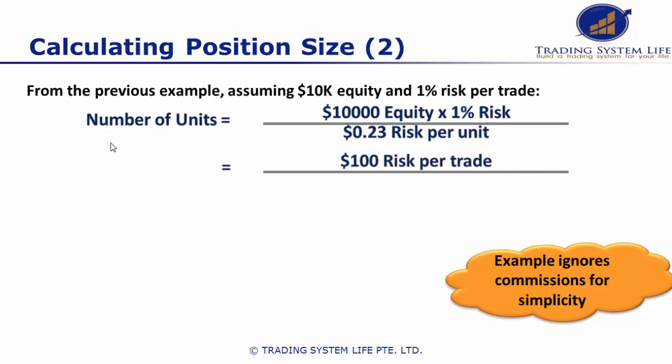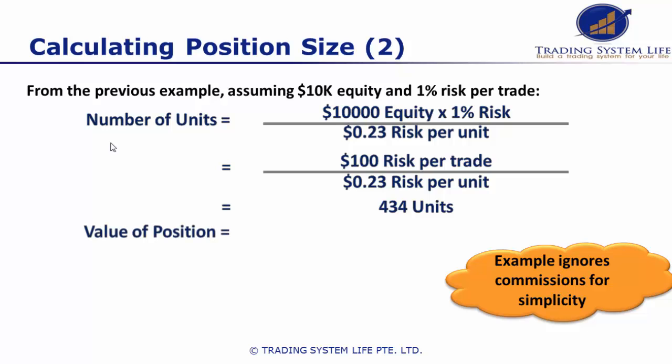So that equals $100 risk per trade. That's your $10,000 equity times 1%, divided by 23 cents per share, per unit. That gives you a total of 434 units that you're allowed to buy in order to risk 1%. So on that previous chart, if we took that trade, we bought 434 units. If we were wrong and our initial stop got hit and we got out, we'd be losing $100 or 1% of our $10,000 account. So what's the value of that position?